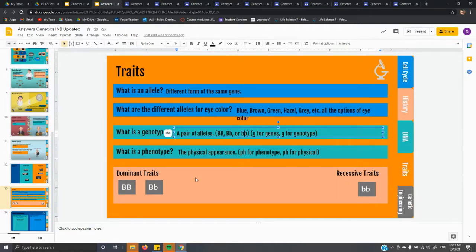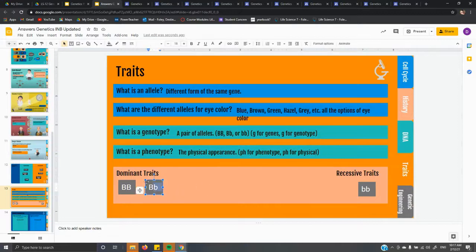It's not that simple. We'll learn more about it in Punnett squares, but just giving you a heads up: genotype is the actual genes and phenotype is the physical appearance. So I always remember this as the pH, so phenotype, and the pH for physical. So pH for phenotype, pH for physical.